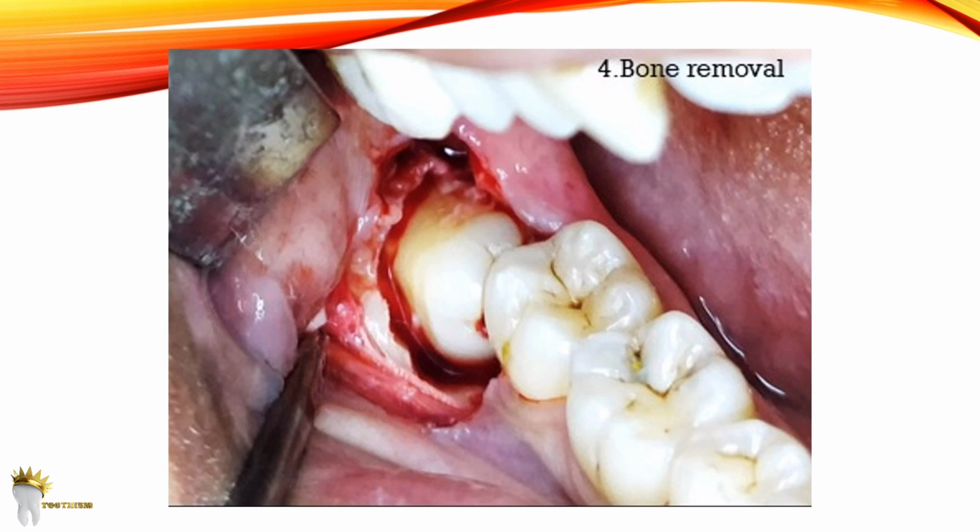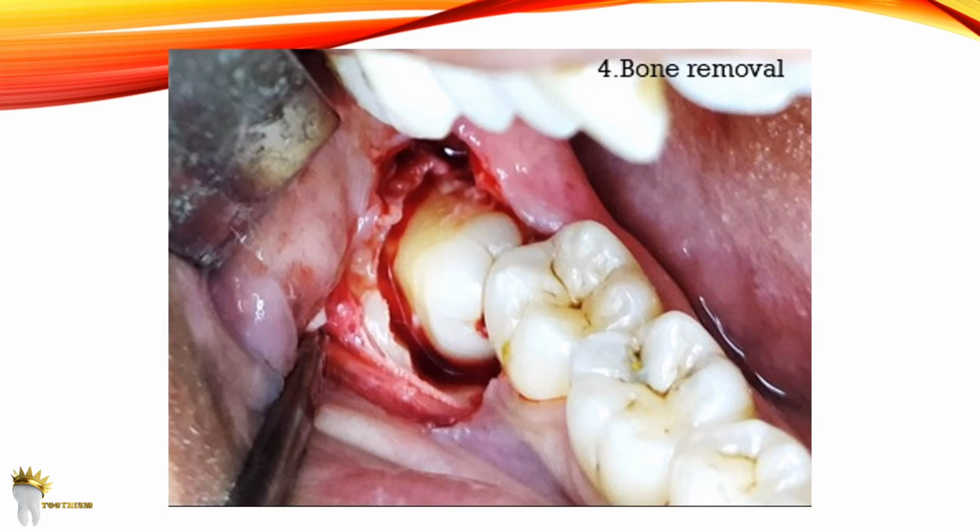Keeping the burr parallel to the long axis of the tooth. So this is called a buccal trough. The purpose of creating this trough is that you get space to use the straight elevator, and the buccal bone can then be used as a fulcrum. This trough should not be too wide, otherwise the elevator will rotate freely in it. We don't want that. So the buccal trough should be just wide enough to accommodate the straight elevator.